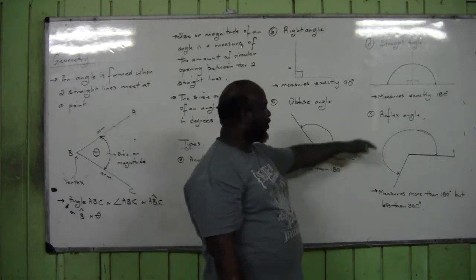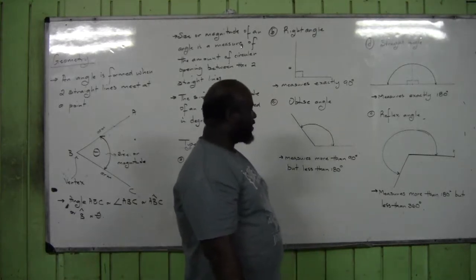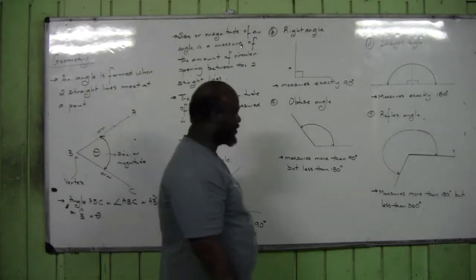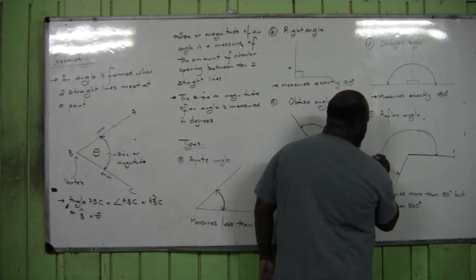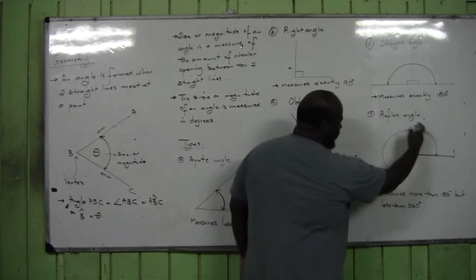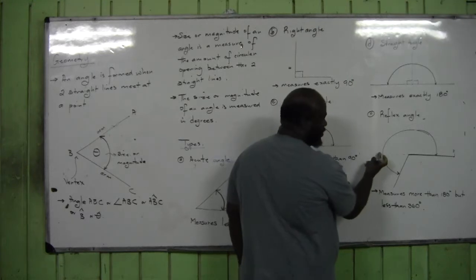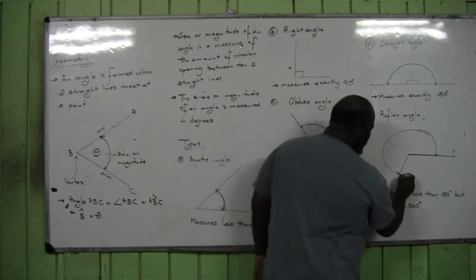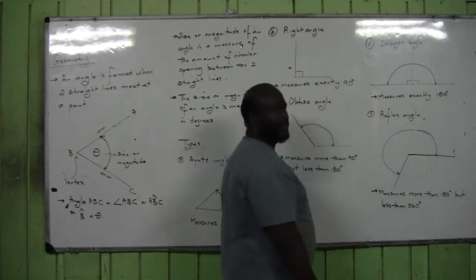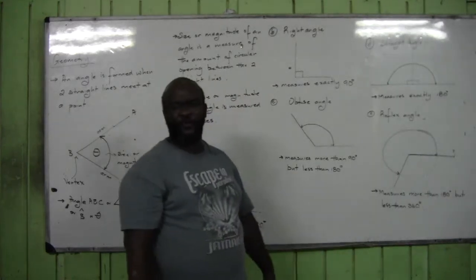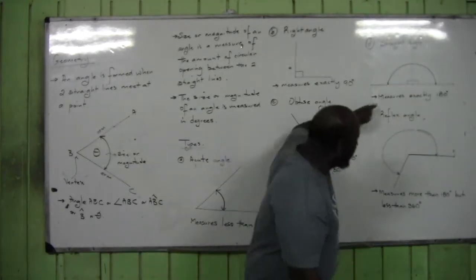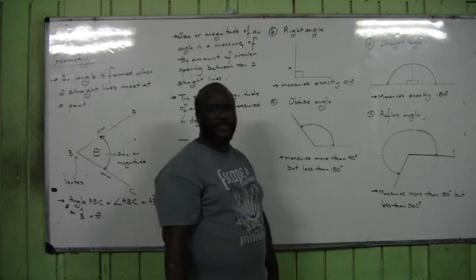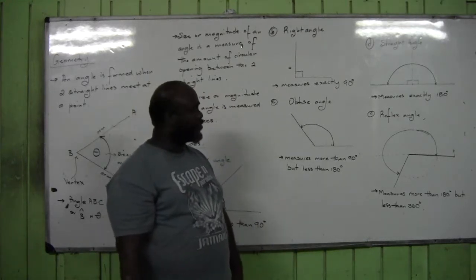Then we have the reflex angle. The reflex angle measures more than 180 but less than 360. If I have a line connecting here to here, from here coming around to here would be 180. So this is more than 180 but less than 360. 360 would be a complete revolution, meaning it starts here and goes all the way back around and comes back on itself. The angle that it sweeps through would be 360 degrees.